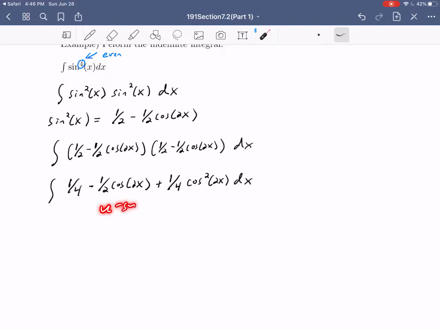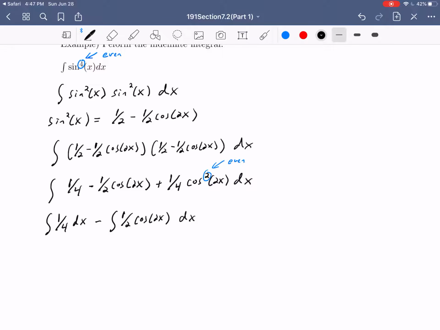We can u-sub it, or we can use that linear substitution idea I was talking about to handle this. And then we've got this guy. We're definitely not thrilled about this because this is still even. But it's better than it was before because originally we had a 4th power. Now we have it down to the 2nd power. So let's split this into a couple different integrals. So we have the integral of 1/4 dx minus the integral of 1/2 cosine 2x dx, and then plus the integral of 1/4 cosine squared 2x dx.